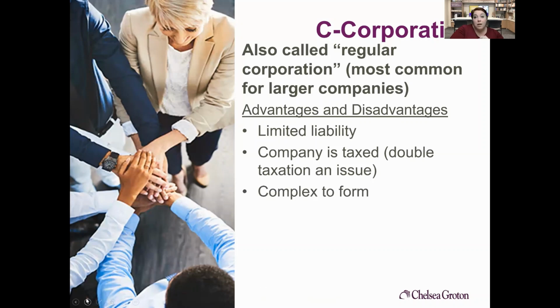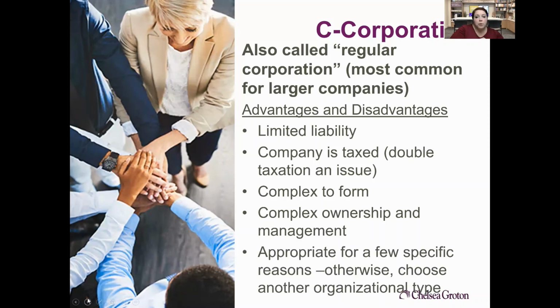They are very complex to form. There is so much paperwork that you have to file. The ownership is complex because you have owners, you've got board members, you've got all of these moving parts, and it is really only appropriate for a few specific reasons. Otherwise, you're probably going to choose a different organizational type. For most of the small businesses that would be on this call, it would be a partnership, a single entity, or some kind of an LLC.